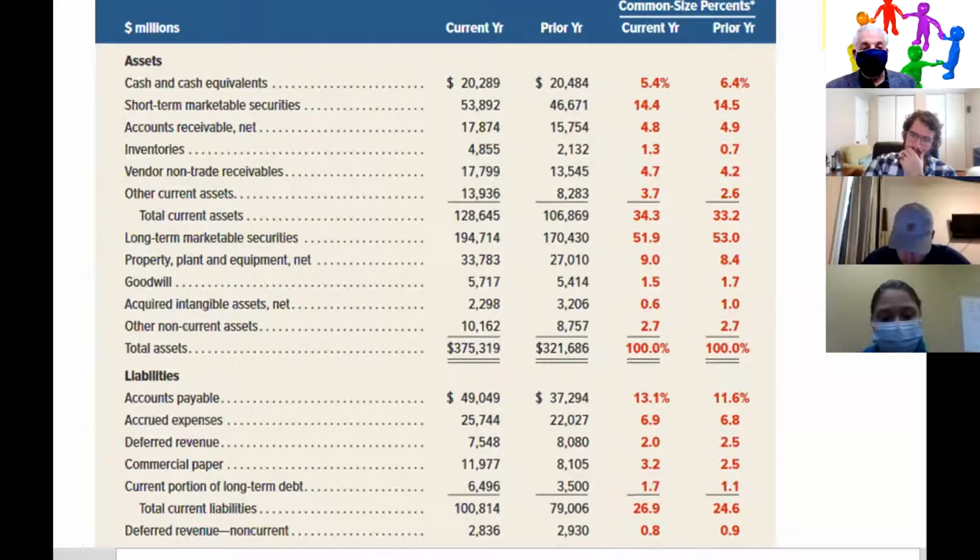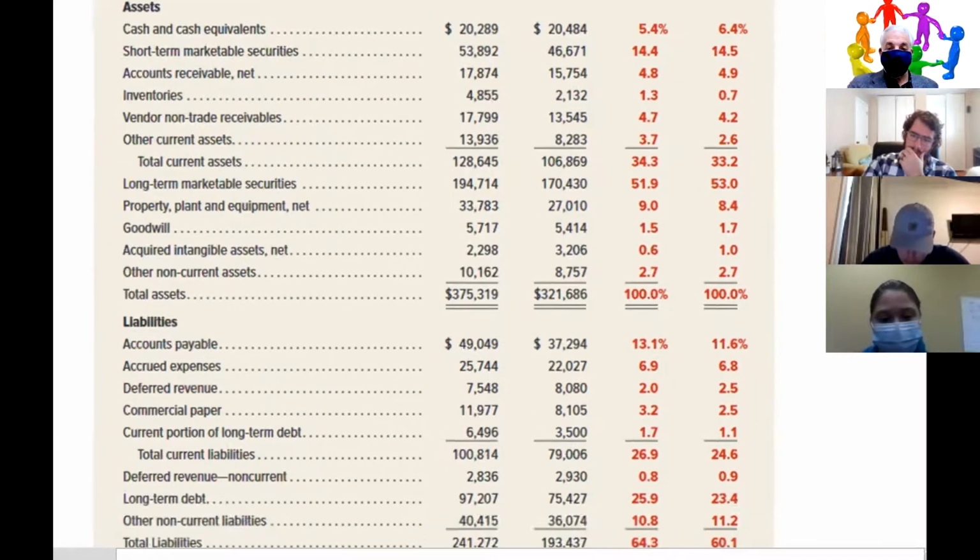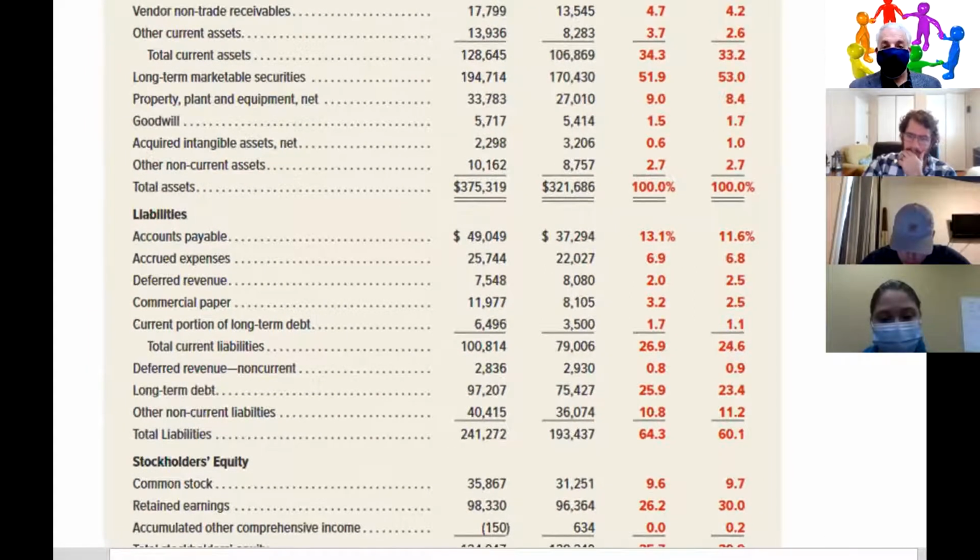And you look at the big numbers, long-term marketable securities, bigger ticket. Accounts payable used to be 11.6%, now it's 13%. But if you look on a year-over-year basis from 37 to 49, that's like a 33% increase, about a third. You're almost $13 billion up. But it was only a 1.5% increase as a percentage of total assets, which are up.